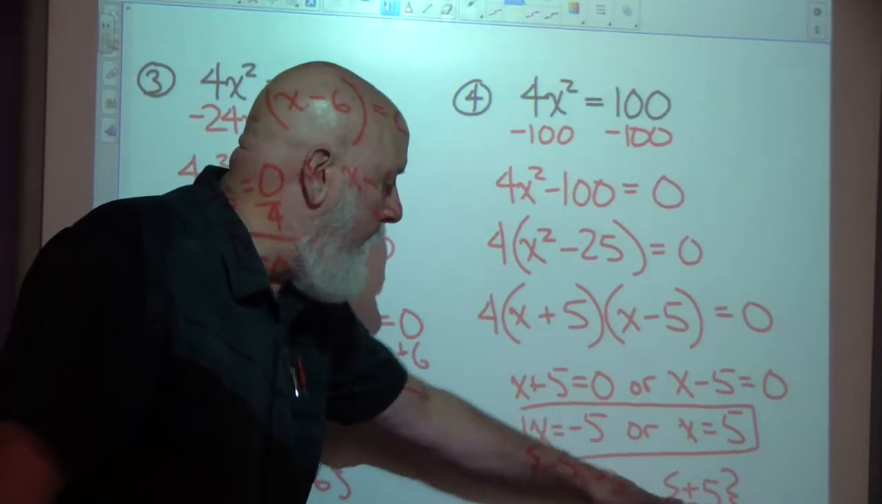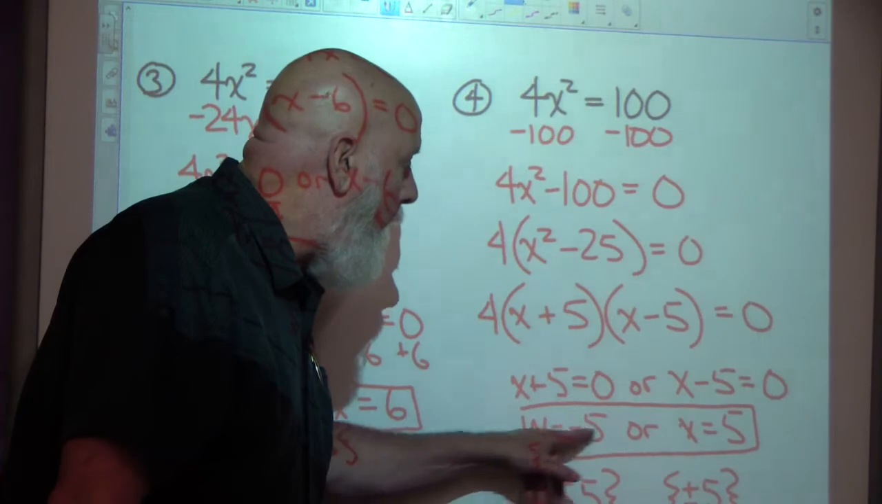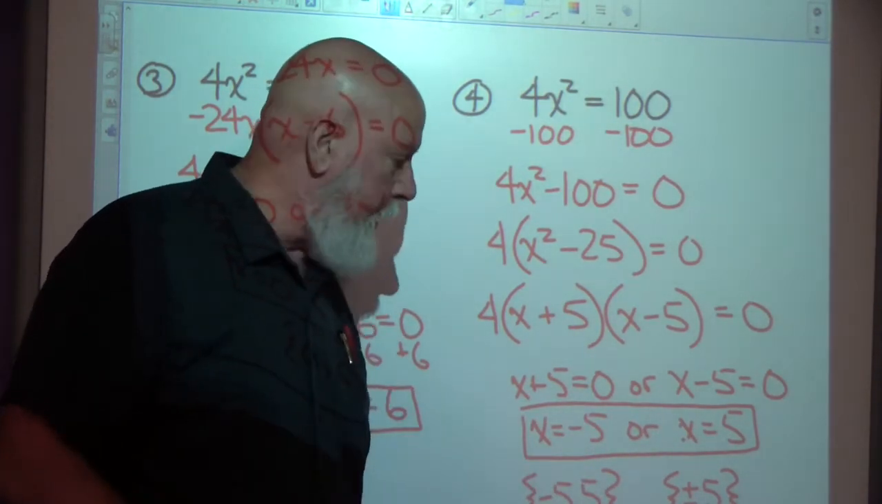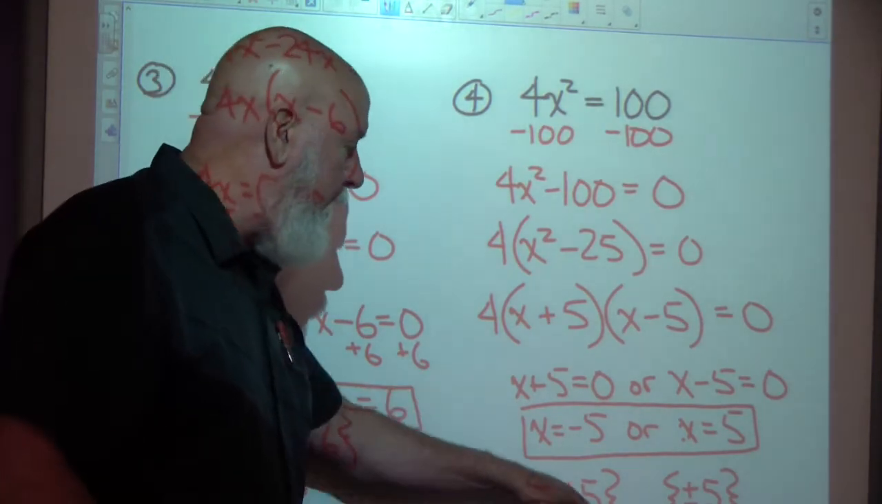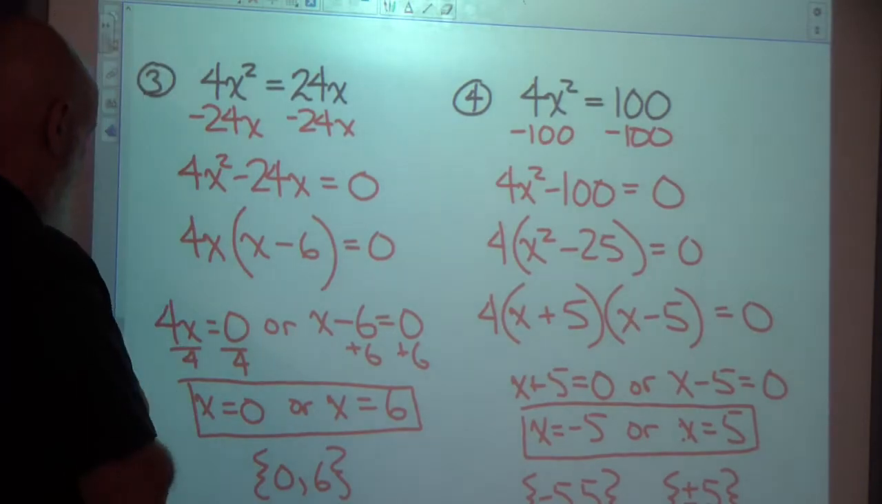This means positive or negative 5. And it doesn't matter which order you put them in. All three of these, this, and this, say the exact same thing. X could equal plus or minus 5, positive or negative 5. I hope that makes sense.